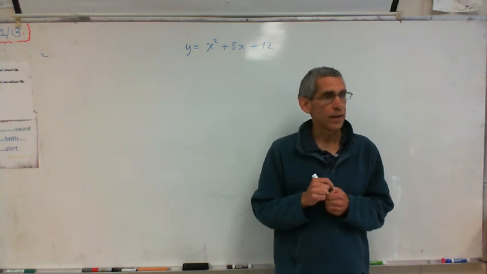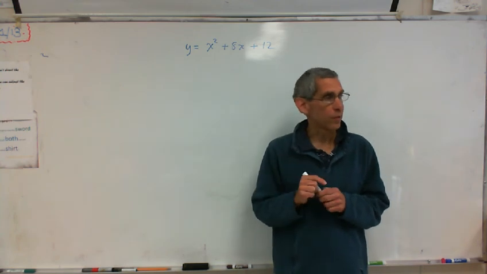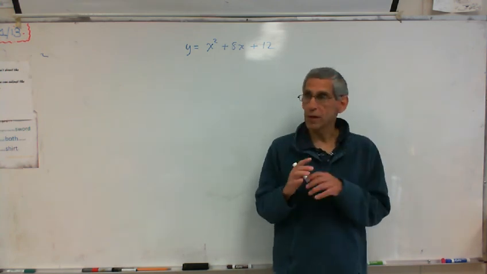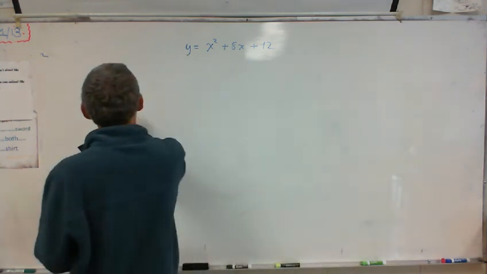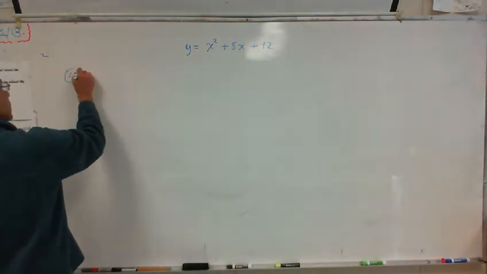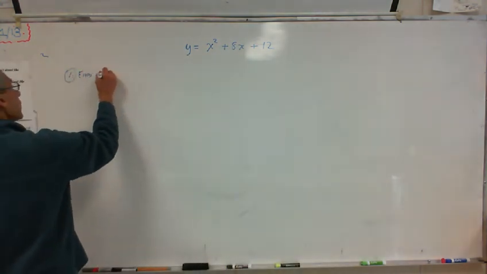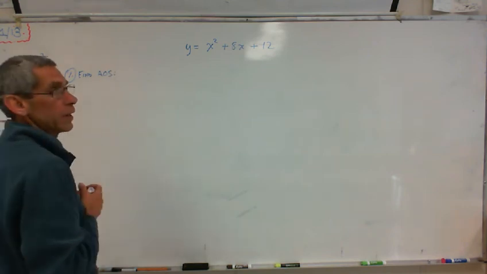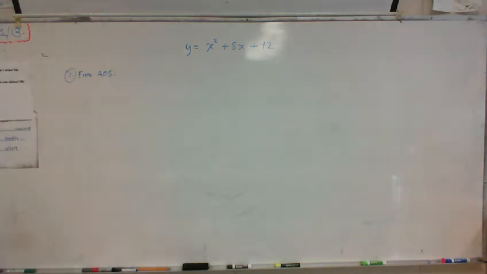Alright, what if I gave you that formula? I told you I wanted you to graph it, but I asked specific questions. I said first, find the axis of symmetry. Alright, what would you do, Amy? x equals negative b over 2a.